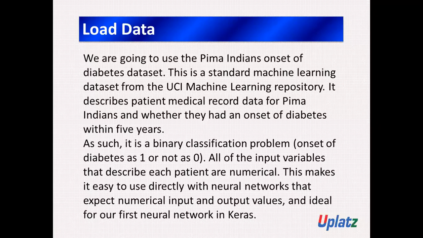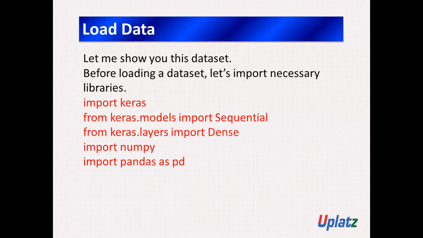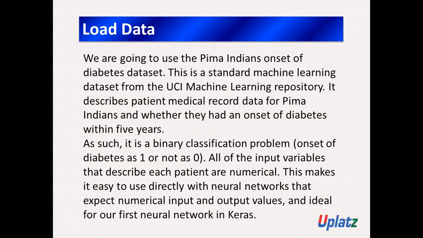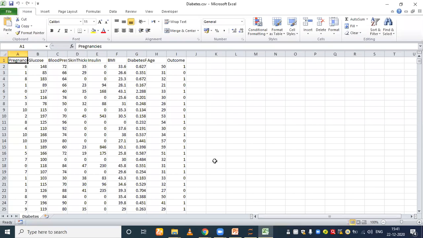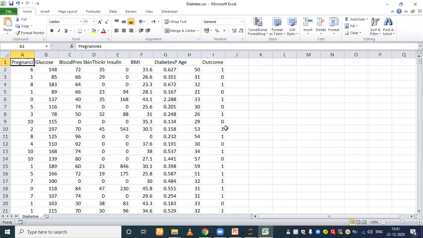Now let me show you the data set. What data set am I going to use? The Pima Indians onset of diabetes data set. Let me show you how it looks. You might wonder what this CSV file is, but don't worry, I will share it with you. Let me zoom in. It has a total of 9 columns.